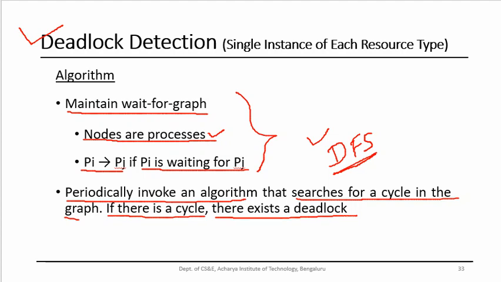Okay, so let me stop here. I will take an example of a system having multiple instances of resource types, and see what algorithm could be used to detect the deadlock in that kind of scenario.